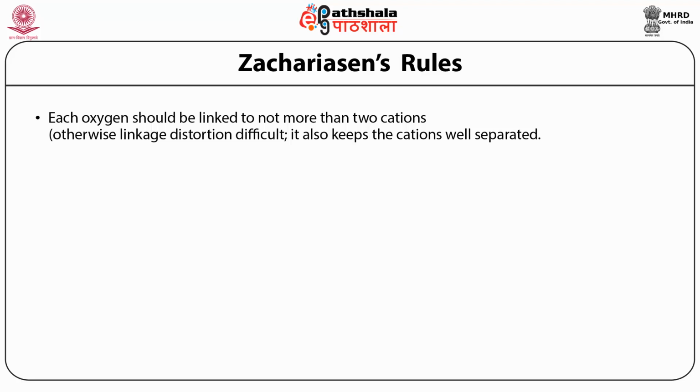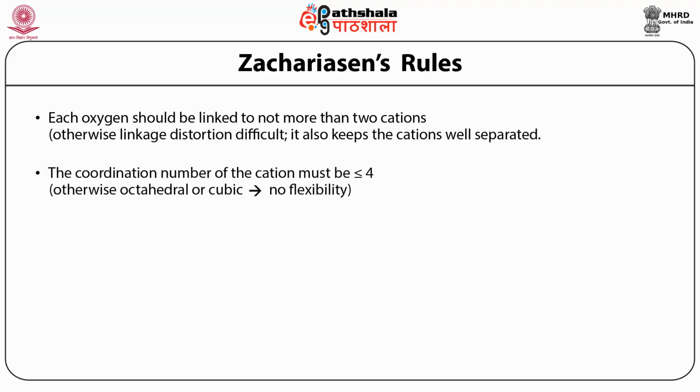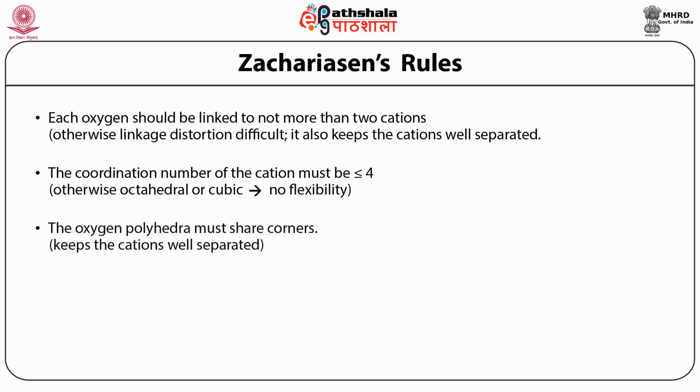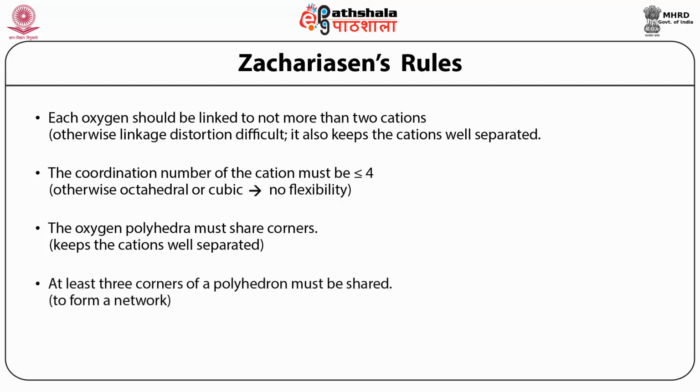The second condition is the coordination number of the oxygen ions about the glass forming cation must be small, 4 or less. Otherwise, an octahedral or cubic unit will result with no flexibility. The third condition was the oxygen polyhedra must share corners with each other, not the edges or the faces, just to keep the cations as far apart as possible. Now, the fourth one was at least 3 corners of a polyhedron must be shared, which is necessary to form a network.